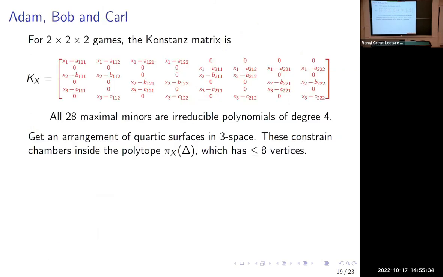Now, a more interesting game. So here's Adam, Bob, and Carl again. So they have a 2x2x2 game. In this case, the constants matrix is a 6x8 matrix. There are 28 maximal minors.